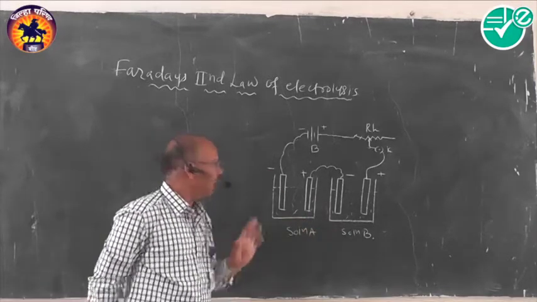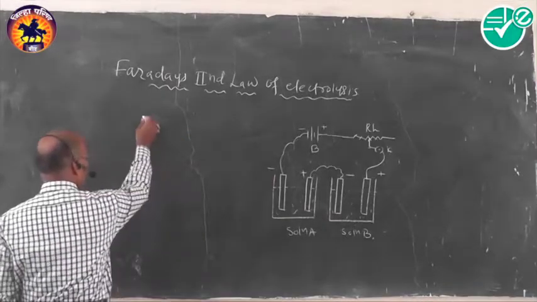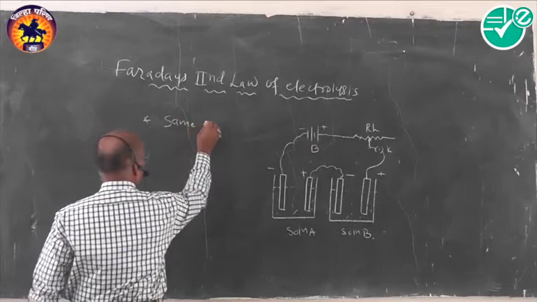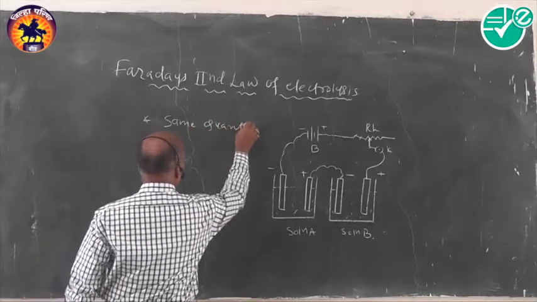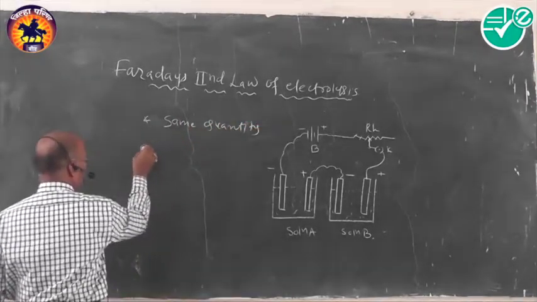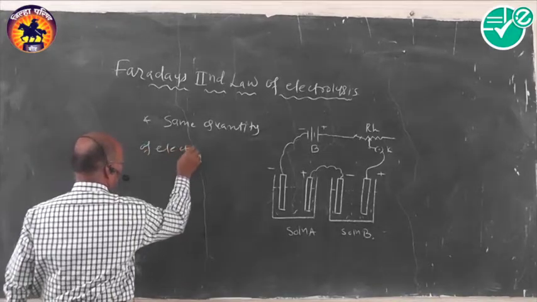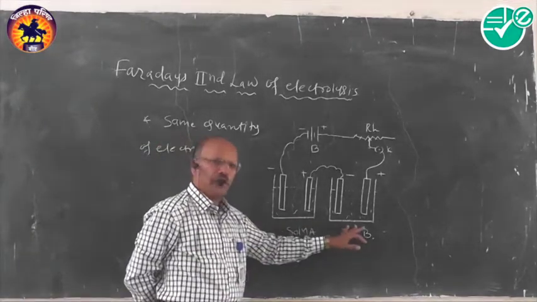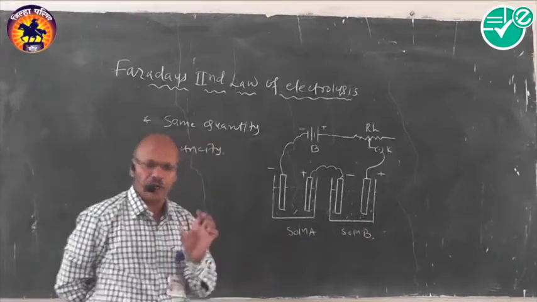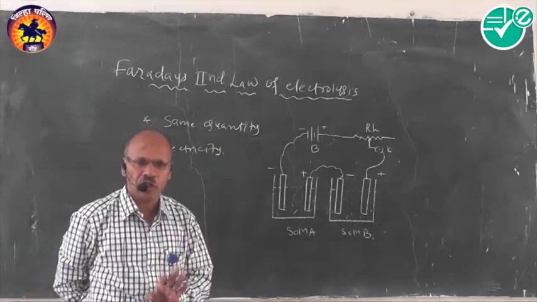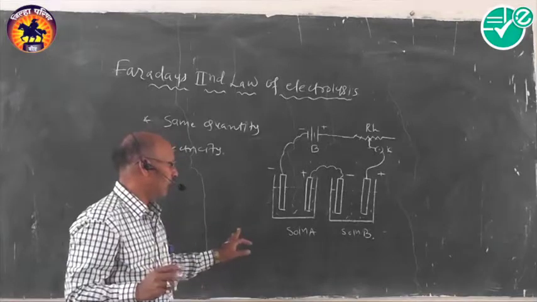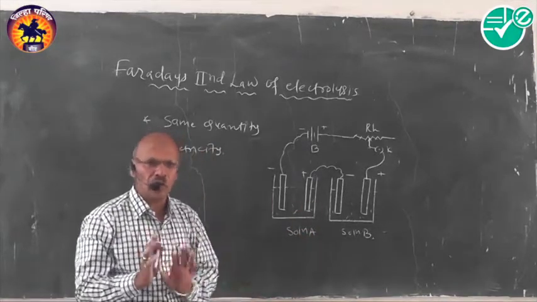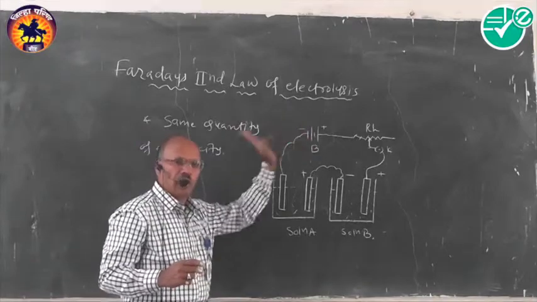Now what does this law say? In this particular case, if we pass the same quantity of electricity through different electrolytes connected in series, then what happens here? The weight of the substance deposited always depends upon their chemical equivalents. This particular statement is generally called Faraday's second law of electrolysis.